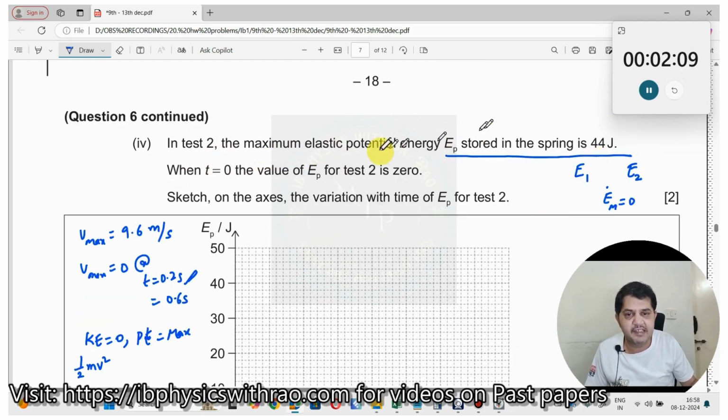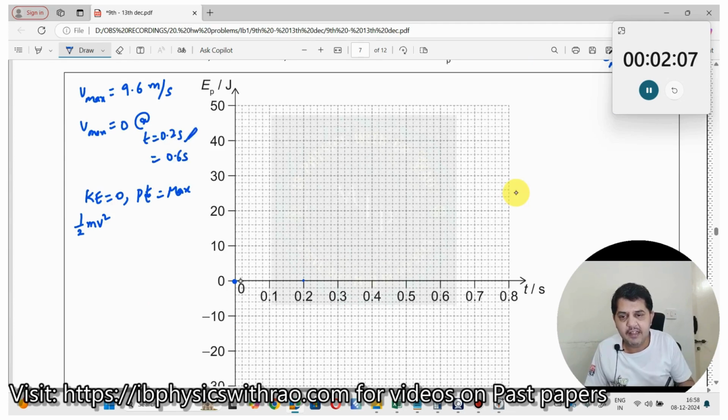The maximum elastic potential energy is given. At t equal to 0.2 seconds, it is 44 joules. So this is 40, 42, 44, 46, 48, 50. So this should be 44. I'll mark one point here. In a similar way, at t equal to 0.6 seconds also, it is 44, at the same point over here. And again, the potential energy becomes 0. Where does potential energy become 0?